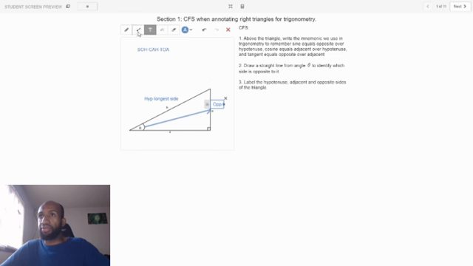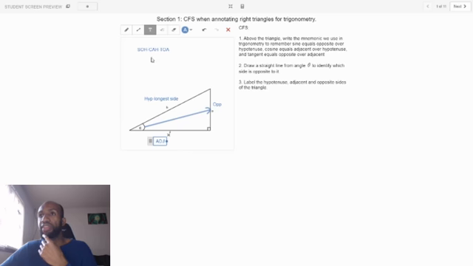And finally, the last one is the adjacent side. Adjacent means right beside it. So we have the hypotenuse, which is the longest side, and the adjacent would be right beside the angle. So let's label this side adjacent.